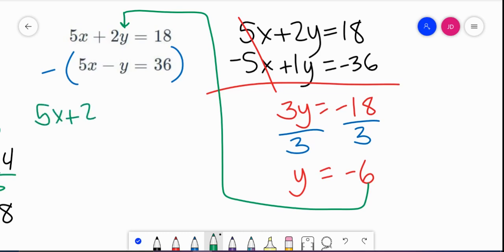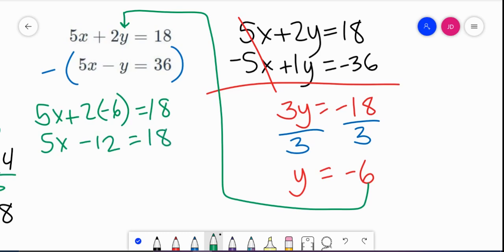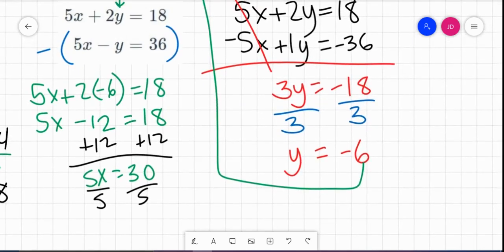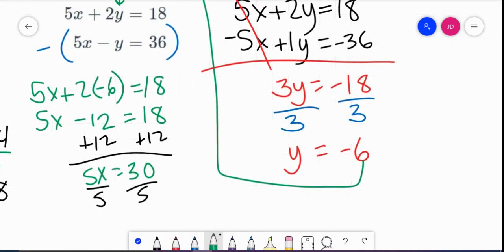So you have 2 times negative 6, which is negative 12. Add 12 to both sides. And I get my 5x is 30. Divide both sides by 5. And running out of room. So my answer is 6.